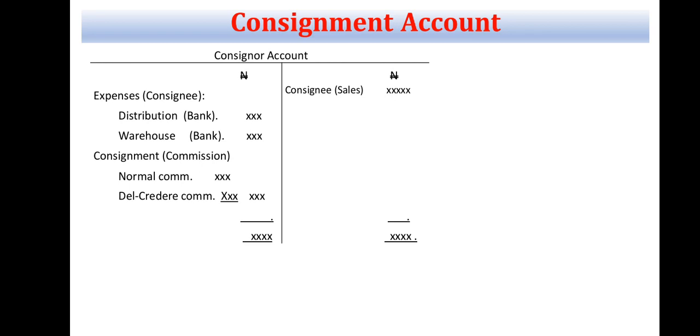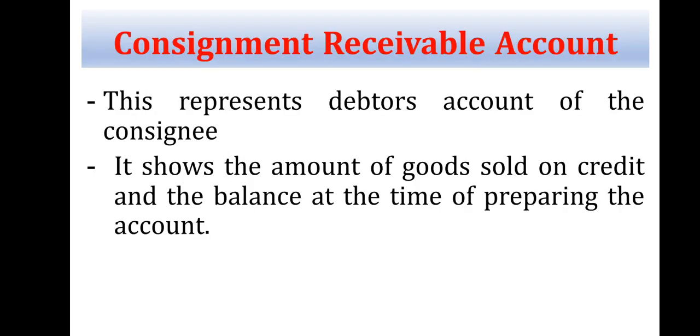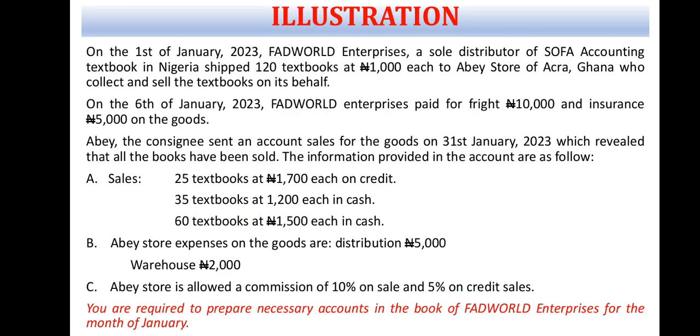That's one of the things you have to take note of, because the two of them are like debtors and creditors. The consignor will be preparing the account of the consignee as if he is preparing a debtor's account, while the consignee will be preparing the account of the consignor as if he is preparing a creditor's account. If you take note of those two distinct differences, you will not have any problem with the consignment account. And just like I said earlier, if there are credit sales, the consignee will prepare the consignment receivable account, to know the total amount of debtors and the balance to be received from debtors.